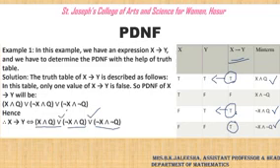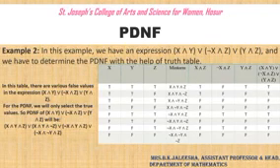Why are we saying this is a PDNF? How many variables do we have? Two. So those two variables, either in the general form or in a negation form, are present in each of the brackets. So we can say this is a principal disjunctive normal form. Let's move on to the next problem.